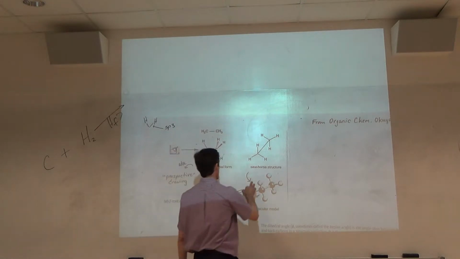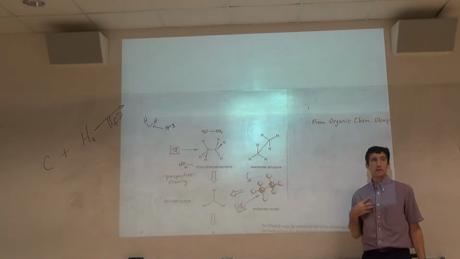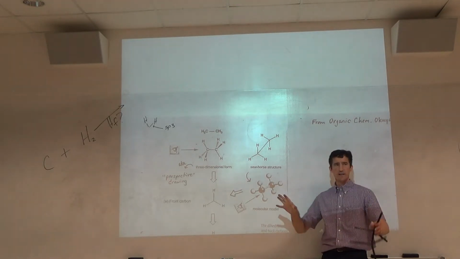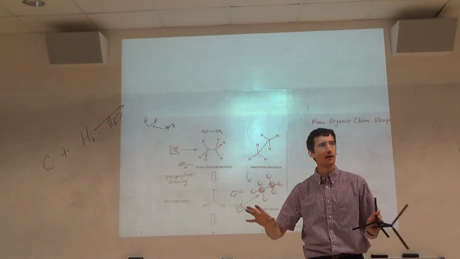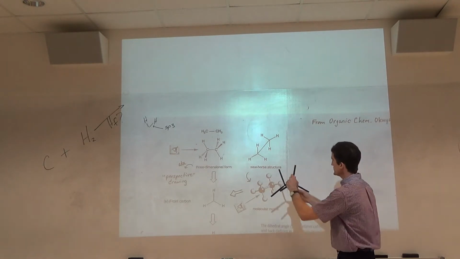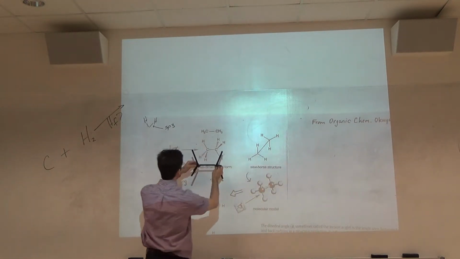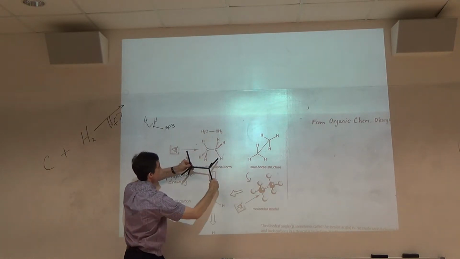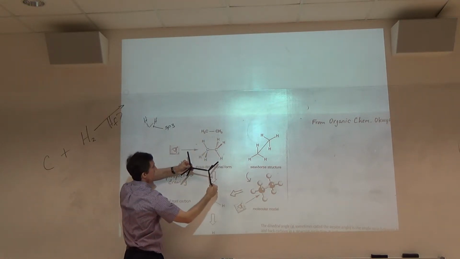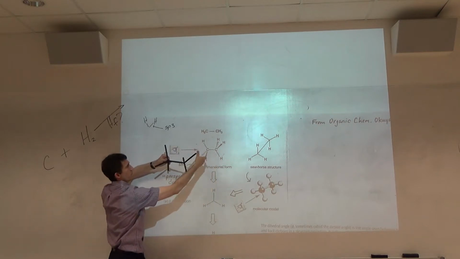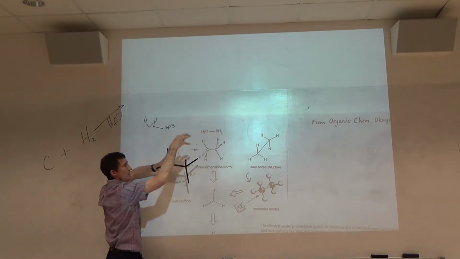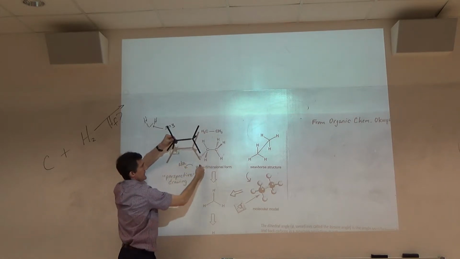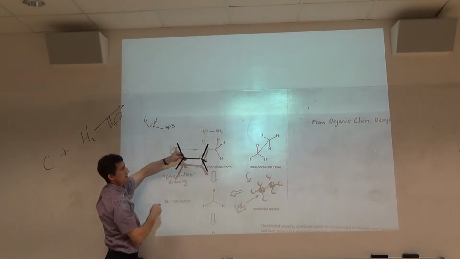Another way to draw is a sawhorse. I don't do much sawhorse, but occasionally you'll see it out there. Sometimes it may rear its head on an ugly MCAT exam or something. All right, sawhorse is where, first off, you've got an H straight up, H straight down. And then on that carbon, you've got one forward and one back, but they're kind of going up a little bit. Then over here, you've got one forward, but it's sort of going down.